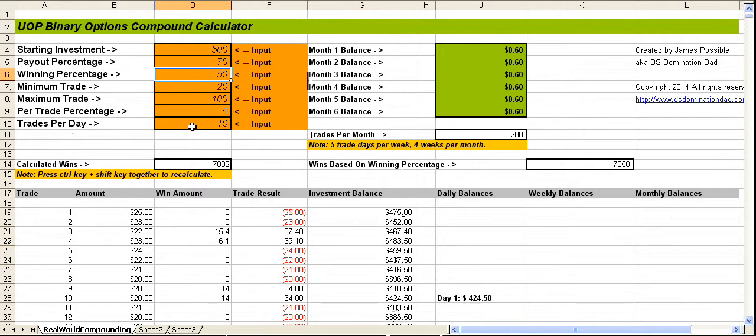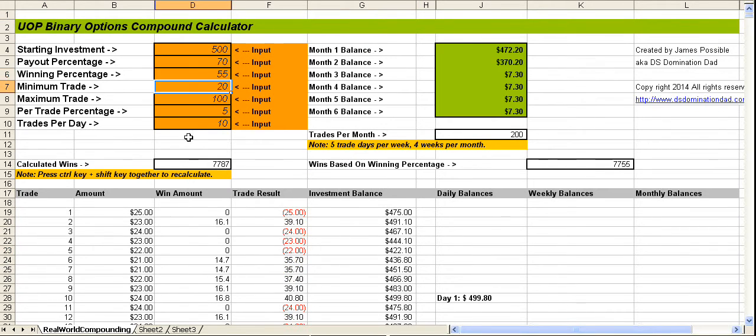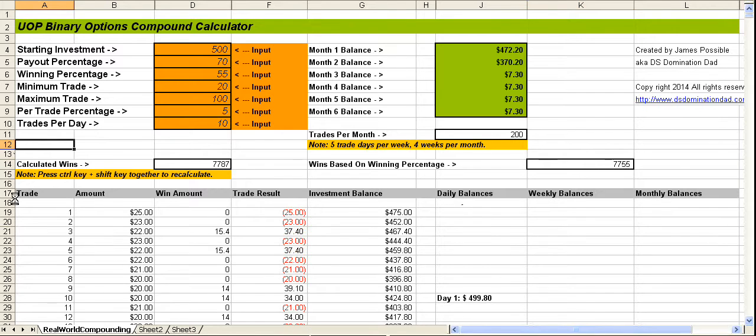Okay. So let's look at 55%. Little different scenario. By the end of month 1, we have $472. Month 2, $370. After that, it drops down to $7. So you've gone below the minimum, so you can no longer trade. And that's at 55%. So let's take a few more looks. Now we're at 77.87 on calculated wins, 77.55 on what they should be. So let's do a Shift F9. That's fewer wins. That's just about right on the money right there.